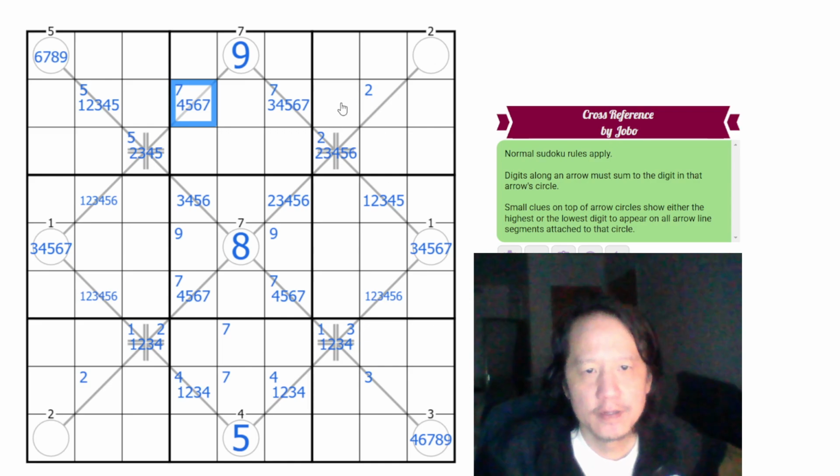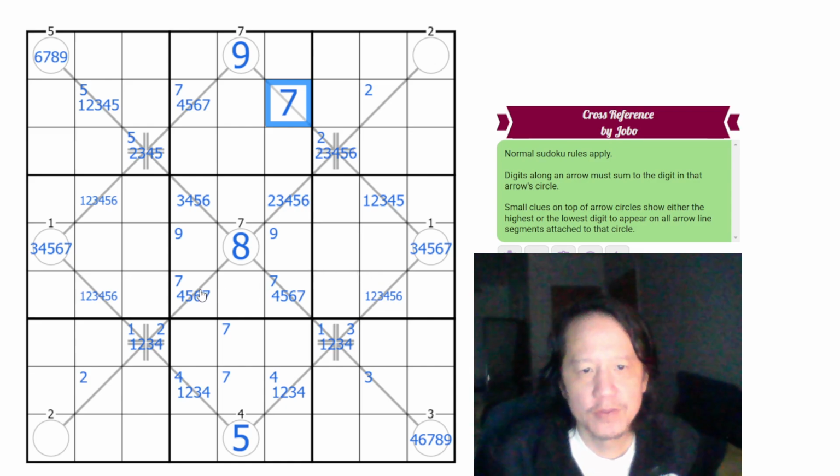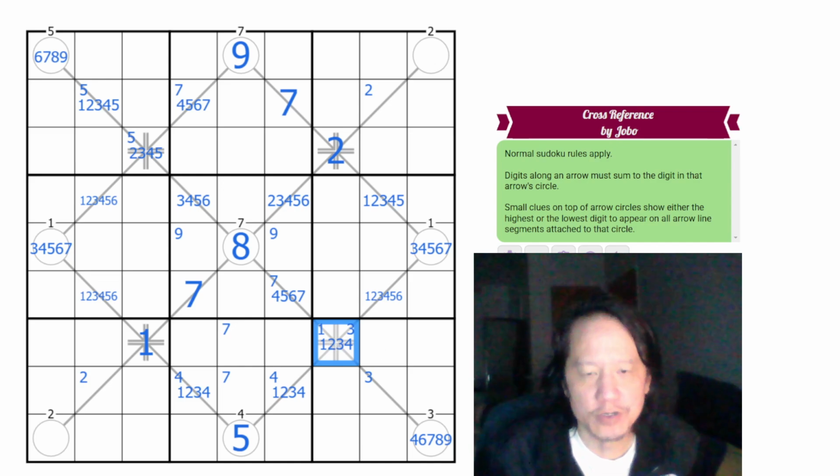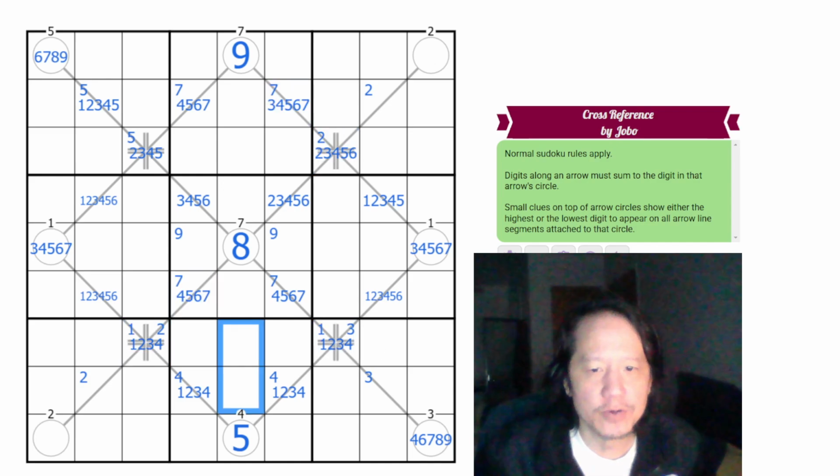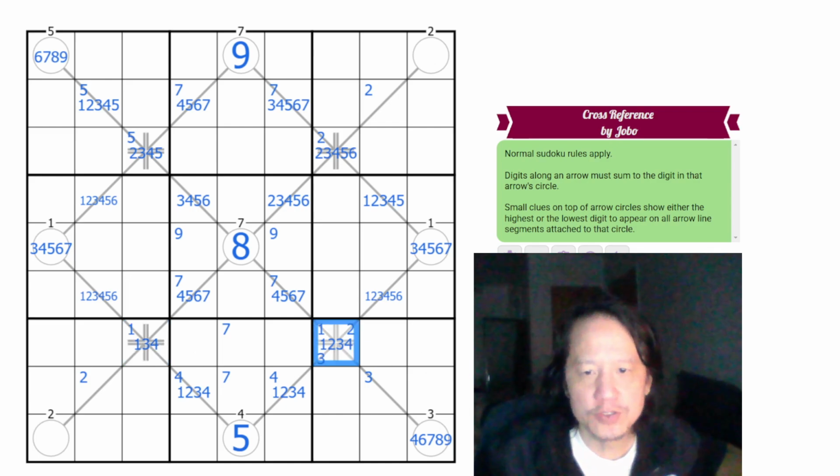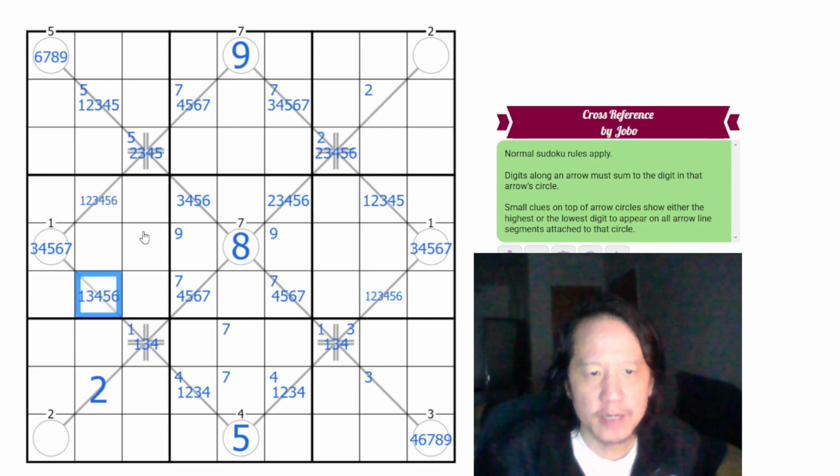If this is the 7, this would have to be 7, this would be 2, this would have to be 1, this could no longer be 1 or 2. Therefore, we know then that this can never be 2, this can never be 2. Well, actually, that tells us a lot. This can't be 2. Where is the 2 along this arrow? It must be here. So this is 2, which means these cannot be 2. This cannot be 2.